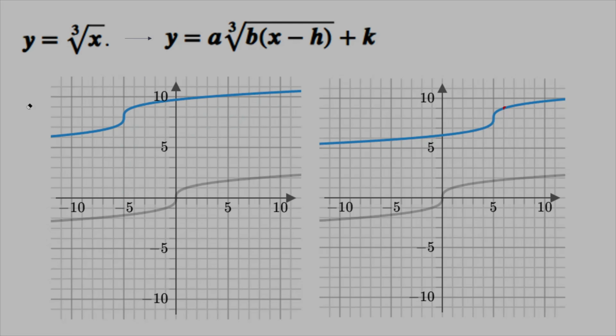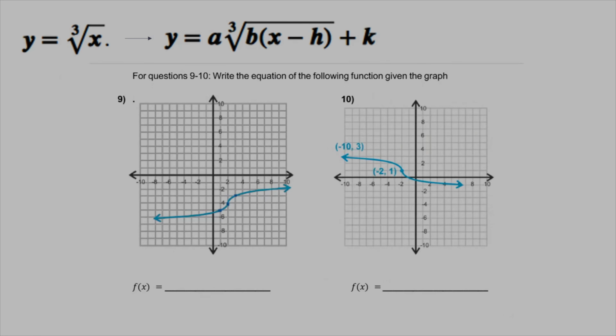So the center is shifted to this point, which is x plus 6, 6 to the left and 8 up, plus 8. About this one, here also the center is shifted to this point, which is 5 to the right and 8 up. So it's like x minus 5 because it's moving to the right, and then 8 up, plus 8. Okay, now you write the equation of the following function.